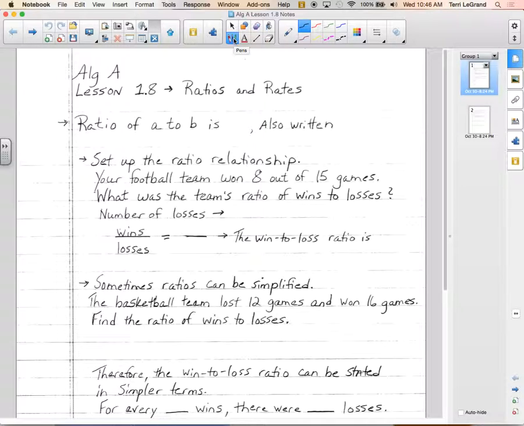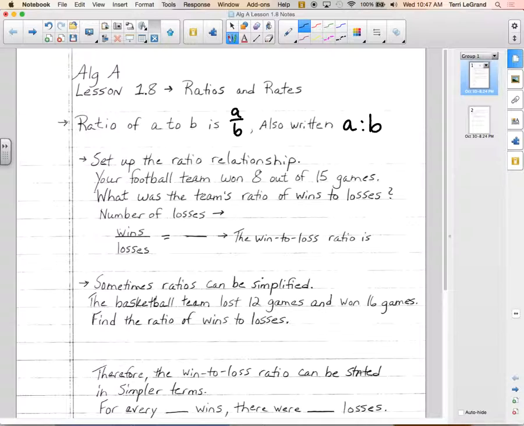And another way we can write it is as a fraction. That means the same thing. We're comparing A to B. And then there's a third way that you'll also see a ratio written, and that's with a colon in between them. A colon B. Now what's really important when we're setting up ratios is, first of all, a ratio is a comparison of two things. Okay?